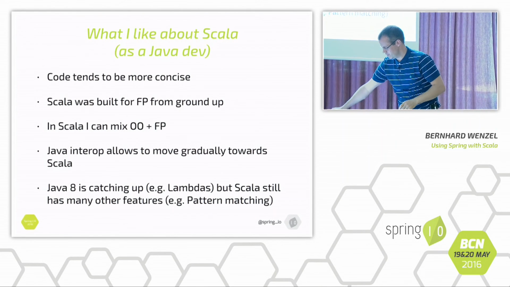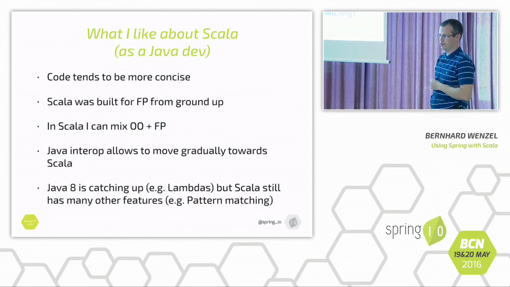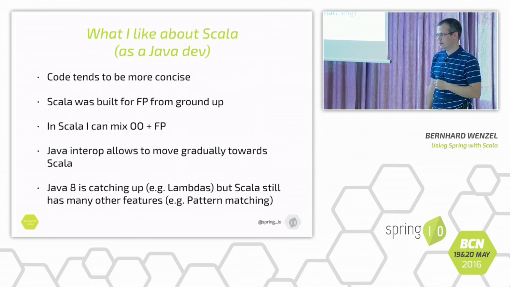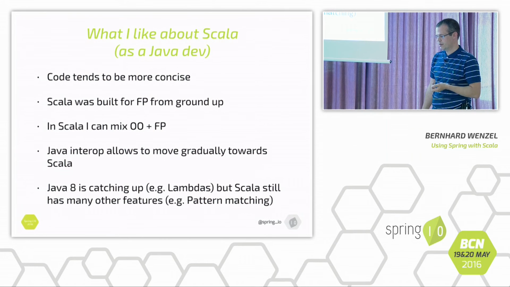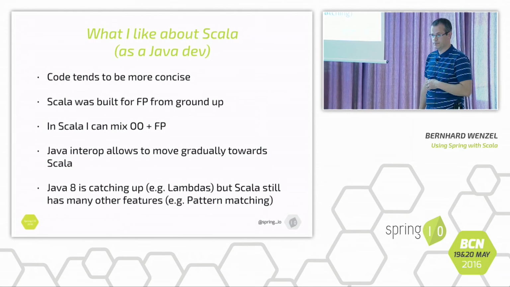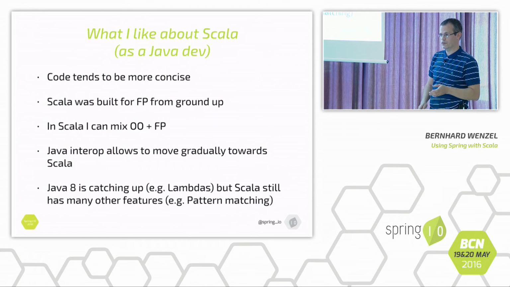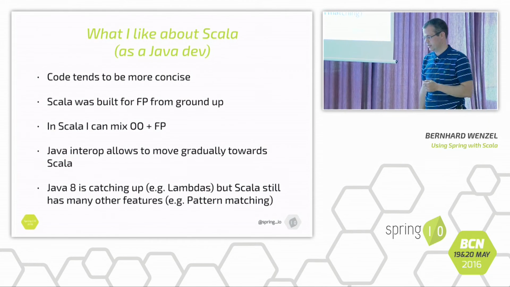For me, personally, I like that I can use object-oriented methods in Scala just for pragmatic reasons. So I might not always develop the most idiomatic code, but I can get things done, and for me, that's actually an advantage. The Java interop from Scala allows me to move gradually towards Scala, and I will come back to this later.